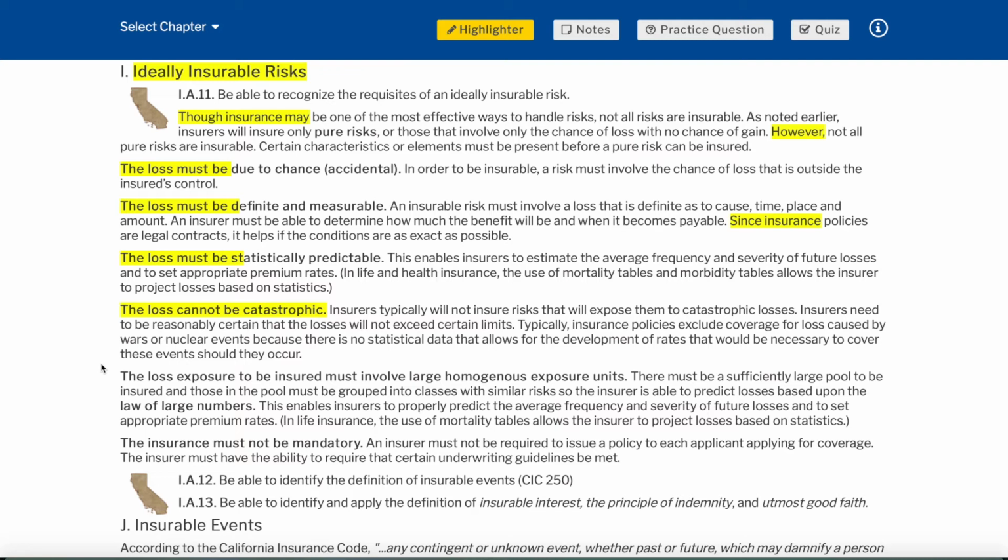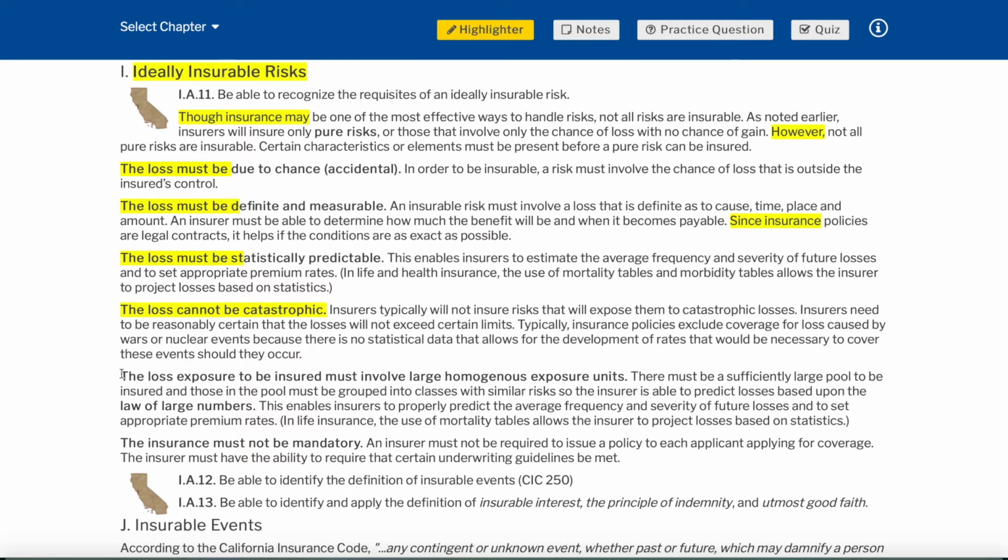Insurers typically will not insure risks that will expose them to catastrophic losses. Insurers need to be reasonably certain that the losses will not exceed certain limits. Typically, insurance policies exclude coverage for loss caused by wars or nuclear events because there is no statistical data that allows for the development of rates that would be necessary to cover these events should they occur.